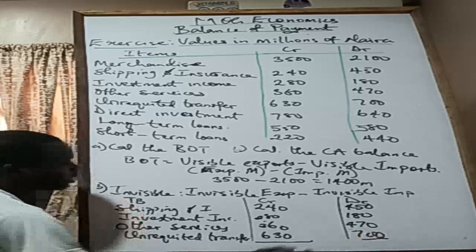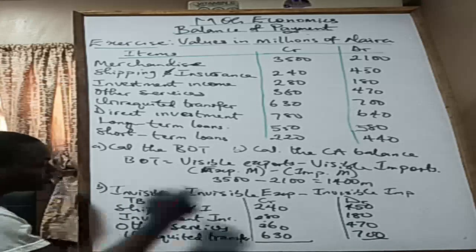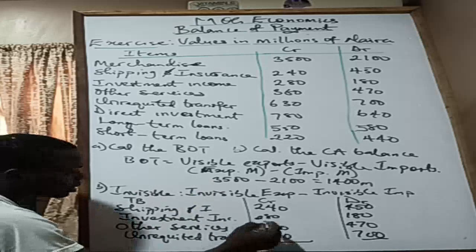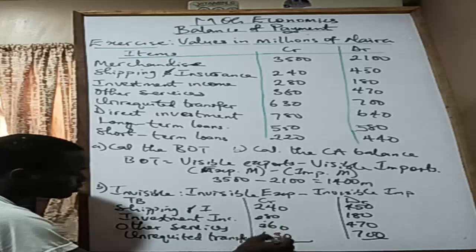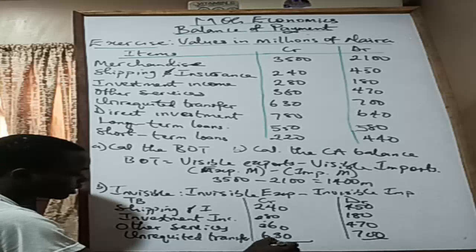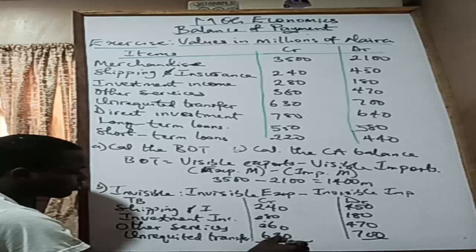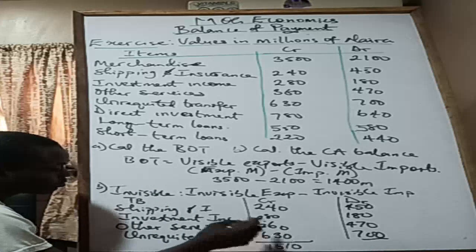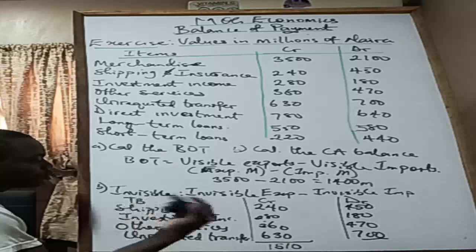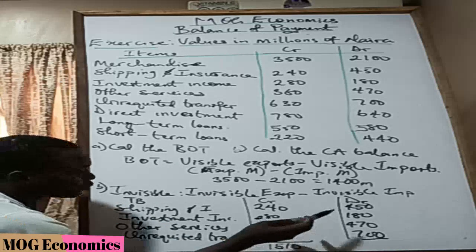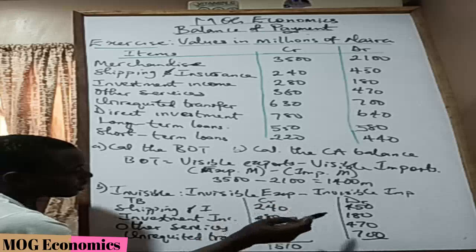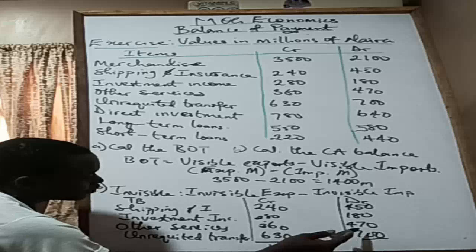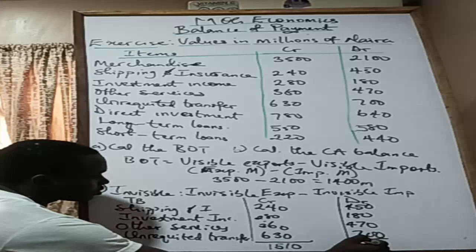So when we add up, 240 plus 280 is 520. 520 plus 360, that's 880. Then 880 plus this one, that's 1510 million. Then on the debit side, 450 plus 180 is 630. 630 plus 470 is 1100. 1100 plus 700, that's 1800.